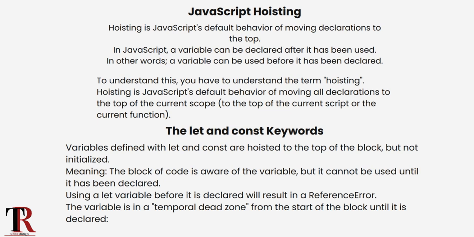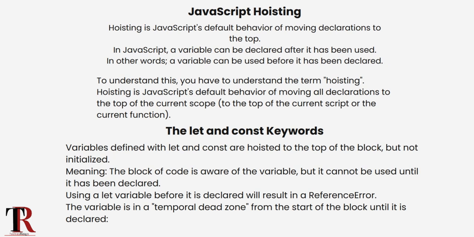To understand this, you have to understand hoisting. And what is hoisting? Hoisting is JavaScript's default behavior of moving all declarations to the top of the current scope, to the top of the current script or current function. So all the declarations that you have in a scope, like variable declarations, hoisting will move to the top so that execution can start from the top downward.